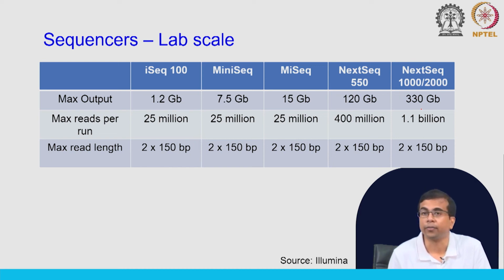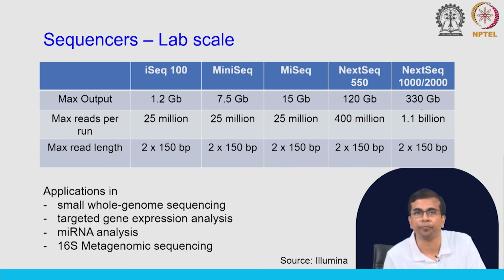The maximum read length that you can get from these sequencers is 2 into 150. So, 2 means it is paired end. Paired end into 150 means at most 300 bases that you get from the sequencers. Again, there are sequencer specific limitations: there will be a problem with the signal detection, and there will be more sequencing errors if you go beyond this.